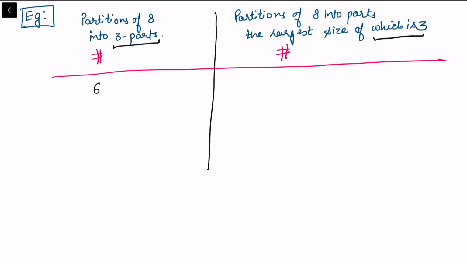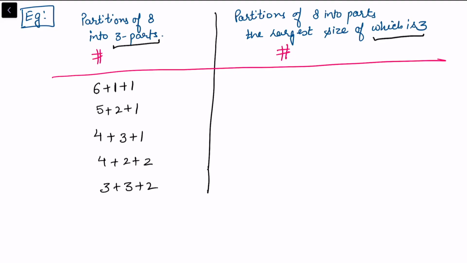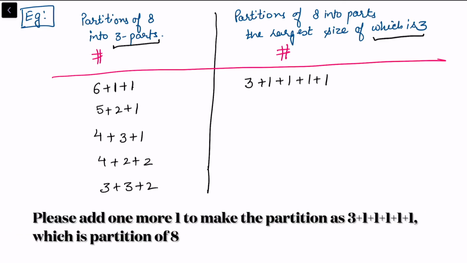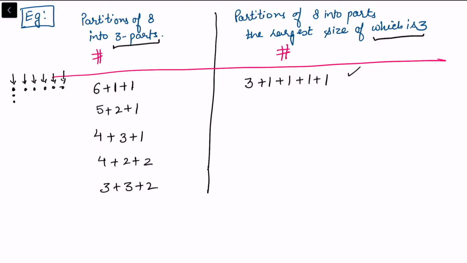To see this, suppose I consider partitions of 8 into 3 parts: 6 plus 1 plus 1, 5 plus 2 plus 1, 4 plus 3 plus 1, 4 plus 2 plus 2, and 3 plus 3 plus 2. If I draw the Ferrers diagram corresponding to the first case, 6, 1, 1, the partition will be 3 plus 1 plus 1 plus 1 plus 1. We can see that quickly: 1, 2, 3, 4, 5, 6 dots, then 1 dot, 1 dot. Now if I read it vertically, I get 3, 1, 1, 1, 1, 1.